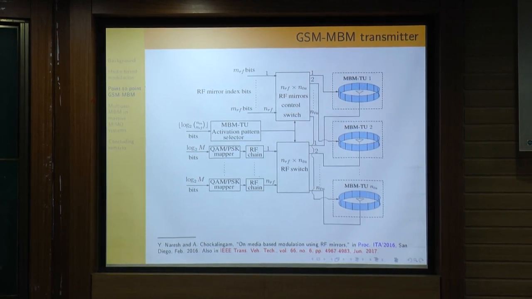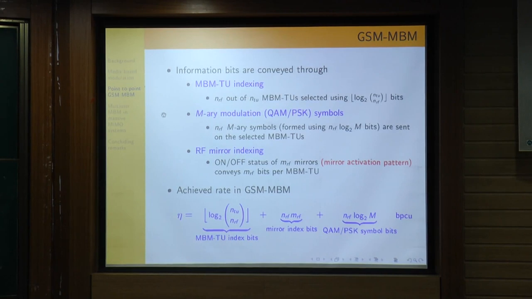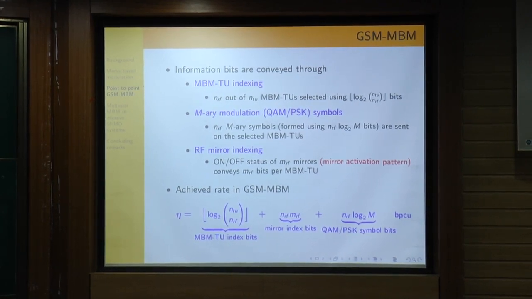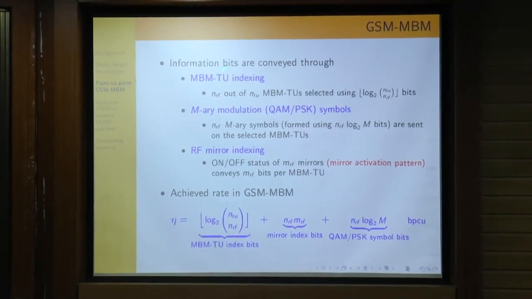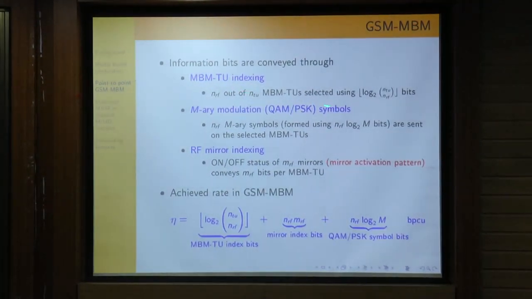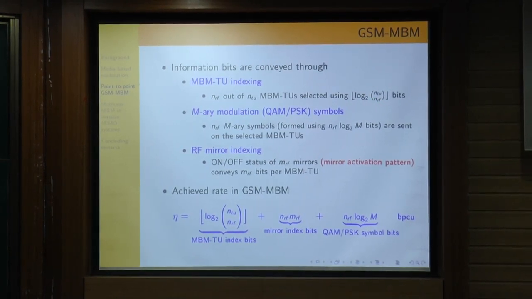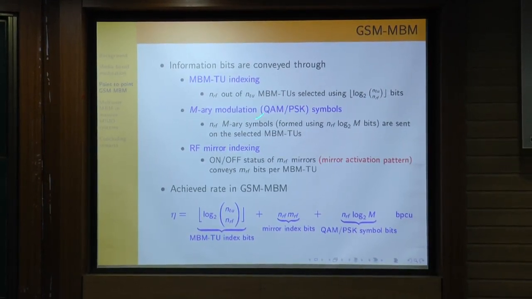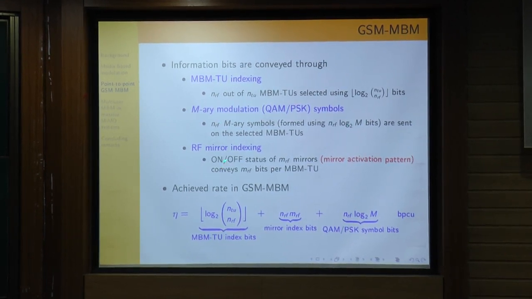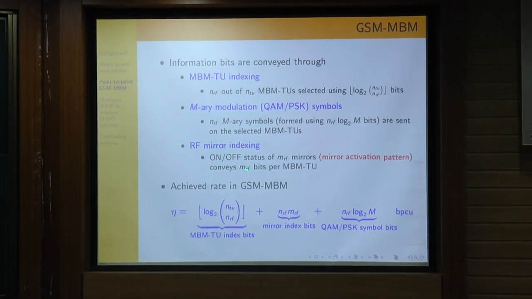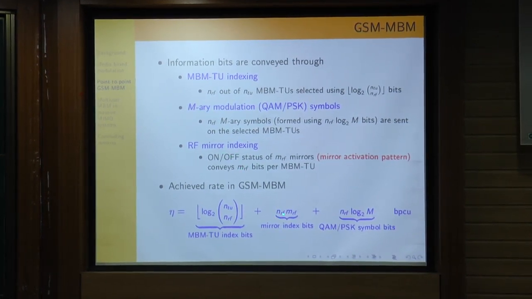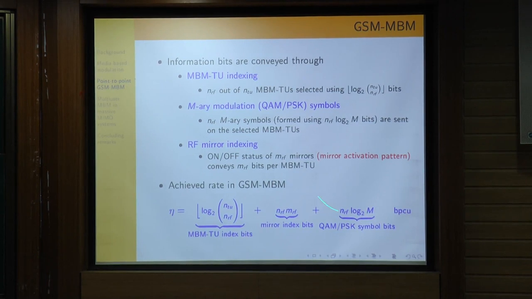Okay, so let's see. This is what we have as information bits which are conveyed. This MBM transmit unit can be indexed. How many bits? Log of NTU choose NRF to the base 2 bits. And M-ary modulation on each of the active antennas, which is NRF times log M to the base 2 bits. And mirrors on each of the active units, which is MRF into NRF. So this many bits per channel use can be conveyed.